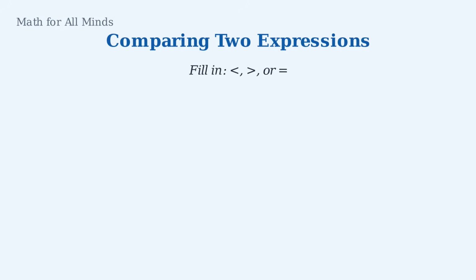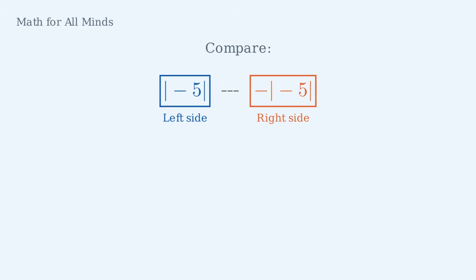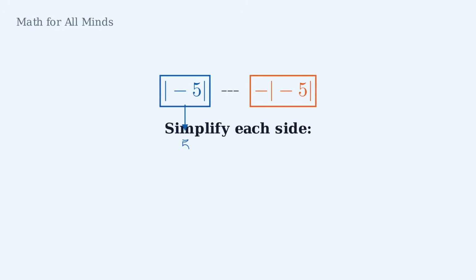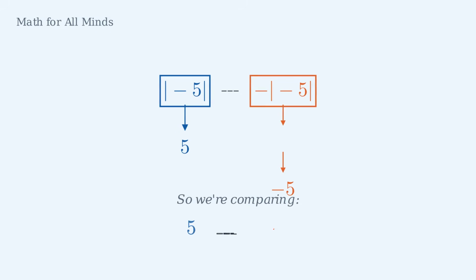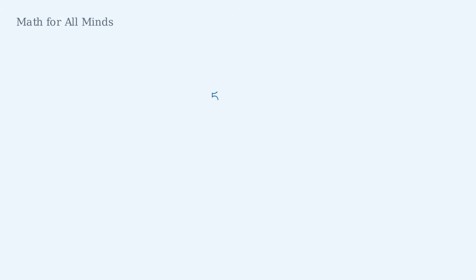Let's put this to work by comparing two expressions. Fill in less than, greater than, or equals: absolute value of -5 compared with negative absolute value of -5. Simplify each side. The left side, absolute value of -5 is just 5. The right side, first the inside gives us 5, then the outside minus makes it -5. So we're comparing 5 and -5. And 5 is greater than -5. So absolute value of -5 is greater than negative absolute value of -5.